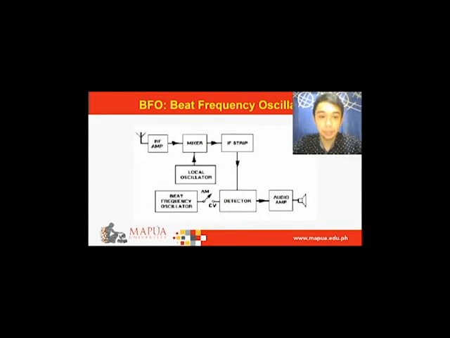This is what a BFO would look like. First, it comes from the antenna, and then an RF amp, and then the mixer, and the local oscillator will go into the mixer also. Then it would go to the IF strip, then to the detector, and the BFO would go into that also. The last are the audio amp and the speaker.